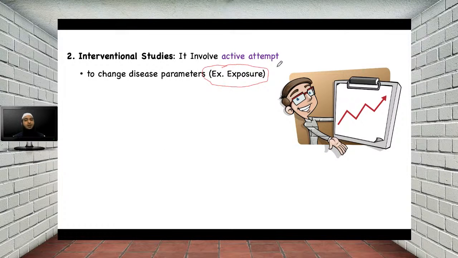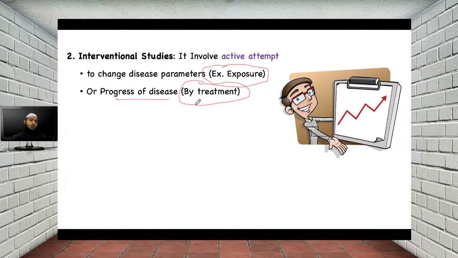So you can change what drug is to be given, what food is to be given to the patient. All those parameters you can actively control as the investigator, or you can also control the progress of the study by the treatment. If during the process of the study you feel that you need to change the treatment protocol, the investigator can change the treatment protocol which is given to the patient. So an interventional study involves an active attempt to change the disease parameter, that is the exposure, or also to change the progress of the disease by giving a particular line of treatment to that particular patient. An example of such a study is the clinical trial.